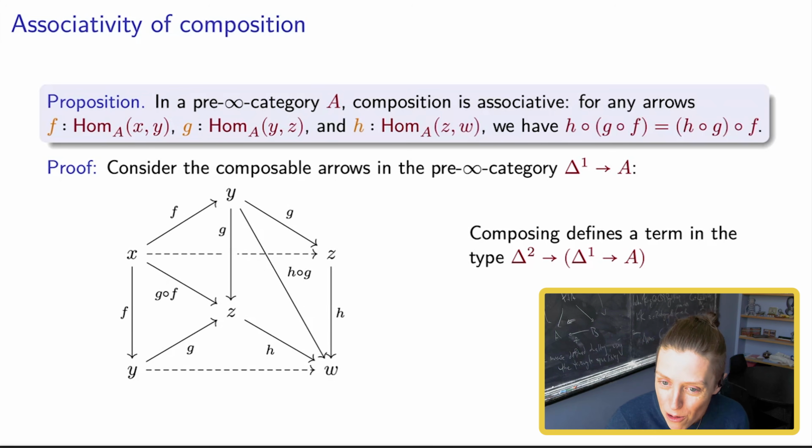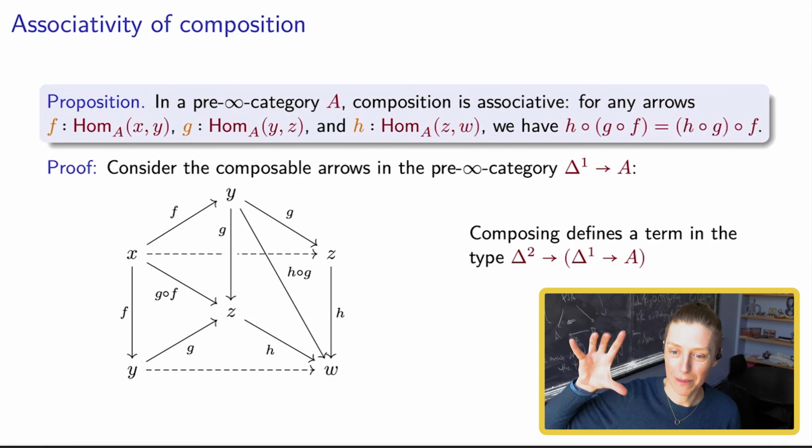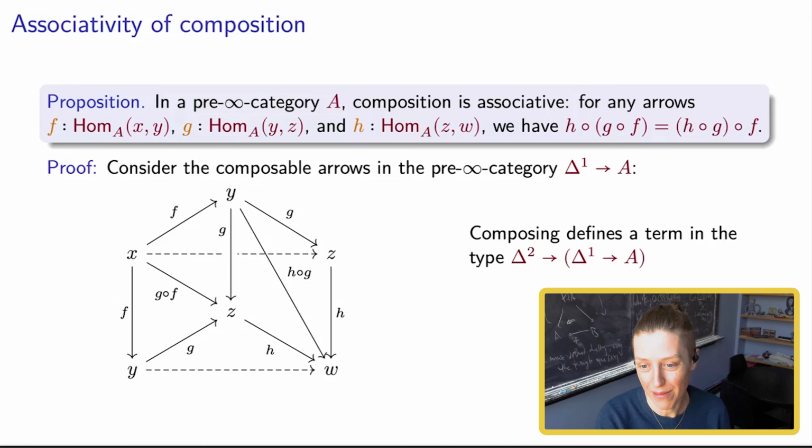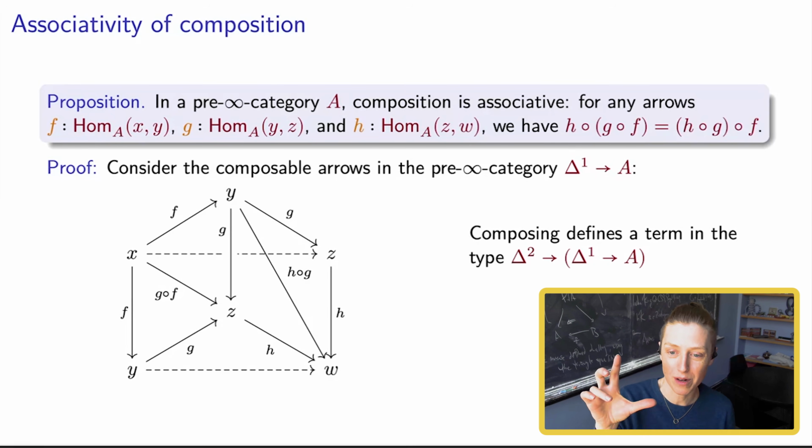So when I compose these arrows in this pre-infinity category of arrows in A, what I get is now a 2 simplex in the pre-infinity category of arrows in A. Sort of by currying, this is a map from the prism formed by delta 2 cross delta 1, a 2 simplex cross a 1 simplex. And that's the shape that you're seeing on the left here.